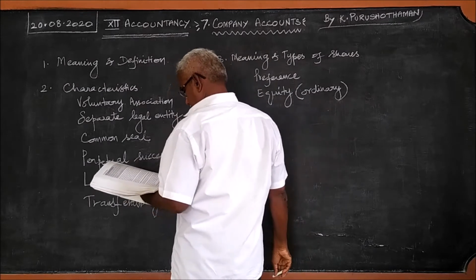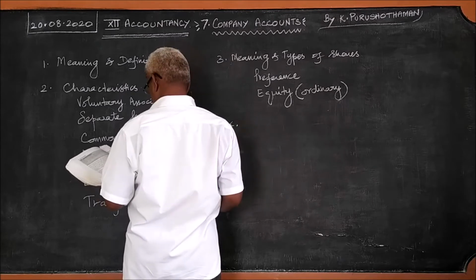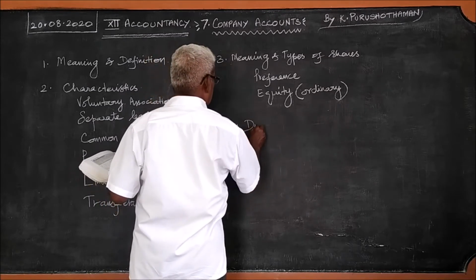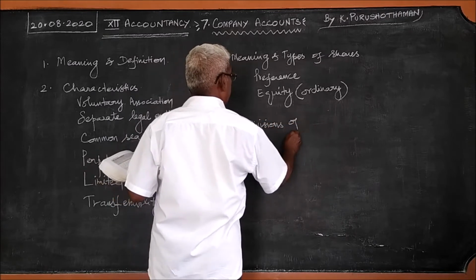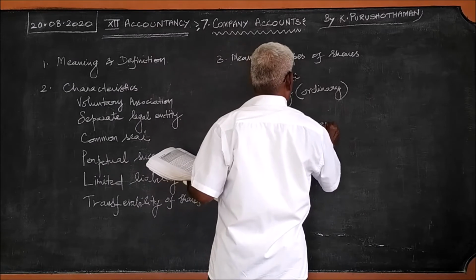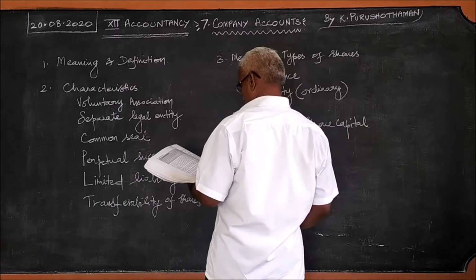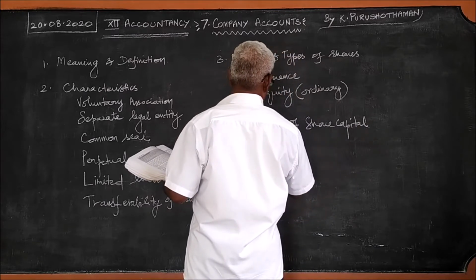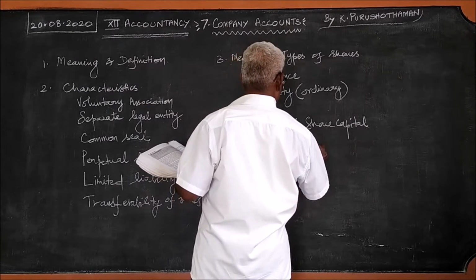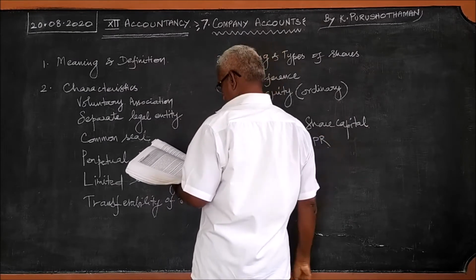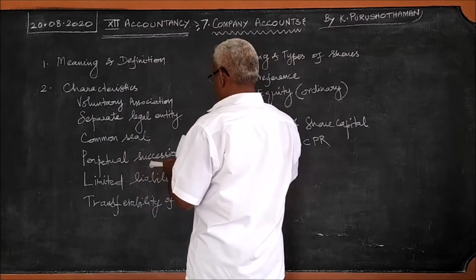Then different types of share capitals. Divisions of share capital: A, I, S, C, P, R. A, I, S, C, P, R. This is the fourth one.